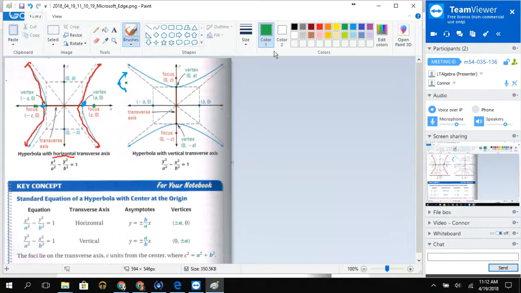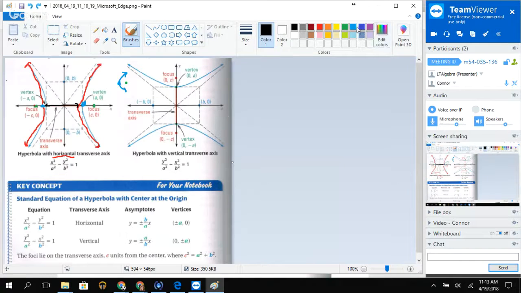Since this is a horizontal hyperbola, we call this axis the transverse axis, because this is the one that they go across. It's our transverse axis. There are two other points here that are labeled, 0, negative b, and 0, b. Those become important because all hyperbolas have an asymptote. An asymptote, remember, is a line that they get really, really close to without ever crossing over. So that's what's shown in this.